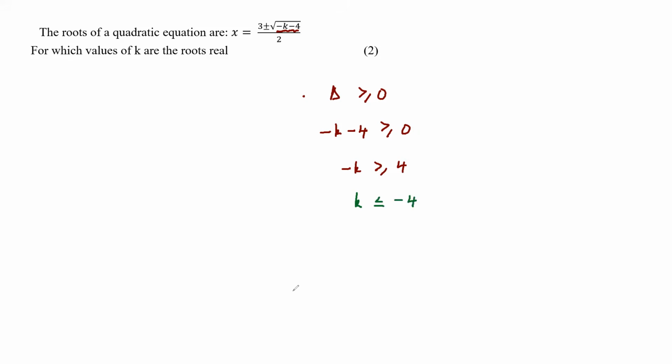I need to remind someone, look at this. When you divide by a negative number, the sign of the inequality will change. It was greater than or equal to 0. After dividing by -1, it is less than or equal to 0 in this case. So these are the values of k which will make sure that my roots are real. For every k value less than or equal to -4, the roots are real. Hope you guys are following. Hope you guys are understanding me as I go along with this.